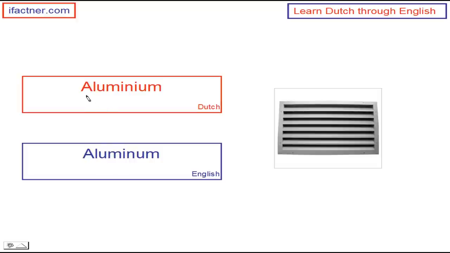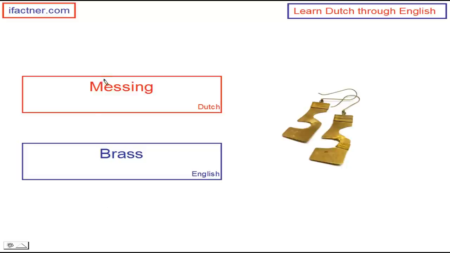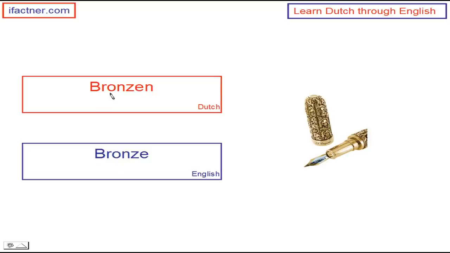Aluminium is called aluminium. A-L-U-M-I-N-I-U-M. Brass is called messing. M-E-S-S-I-N-G. Messing. Bronze is called brons. B-R-O-N-S. Brons.